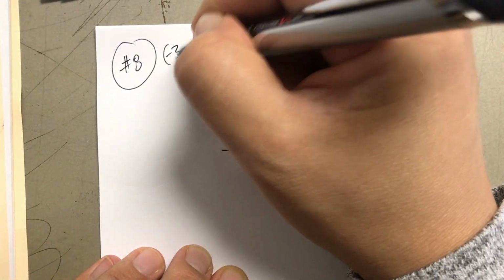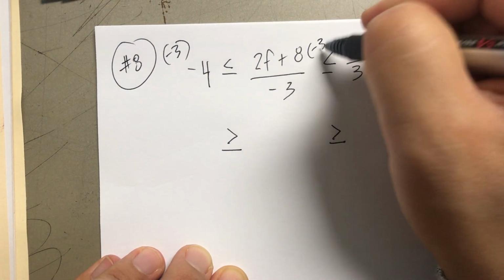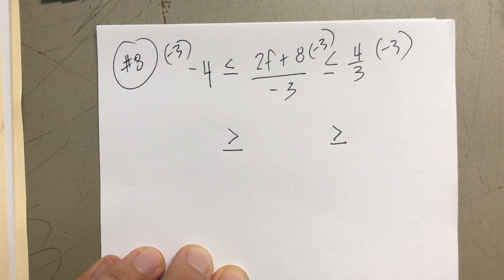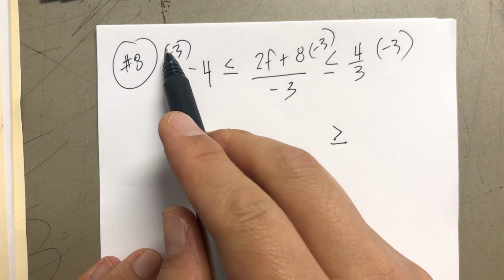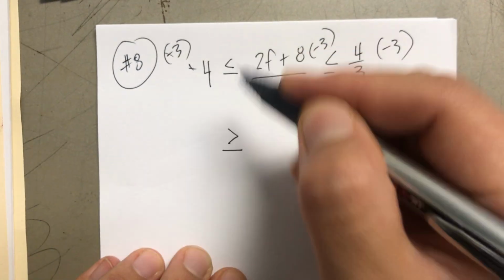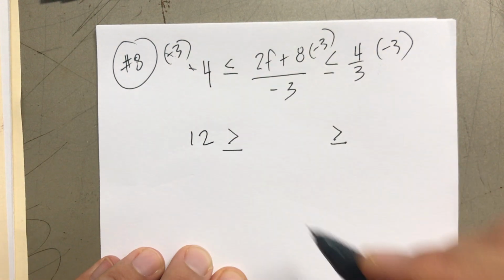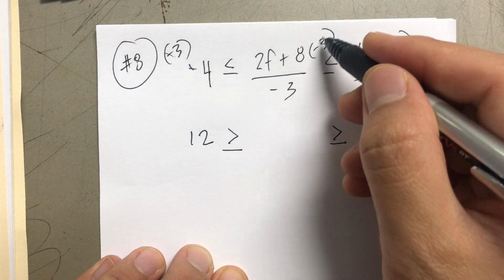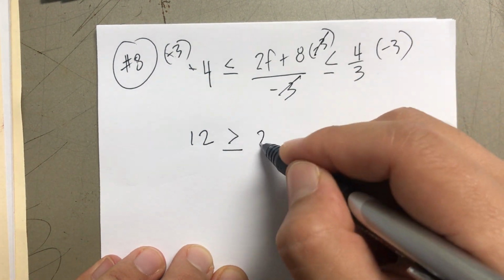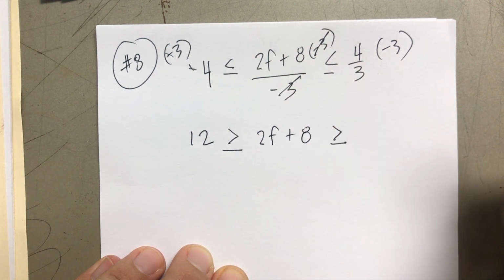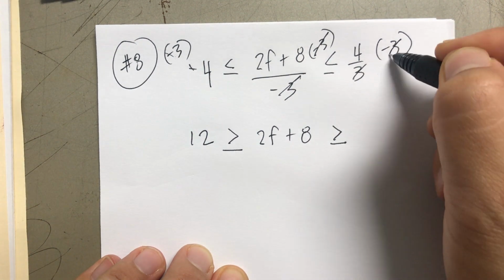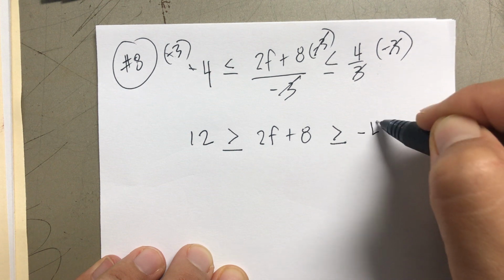So I'm going to multiply this by -3. I'm going to multiply this by -3. And I'm going to multiply this by -3. When I do this, the negative and the negative cancel out, and that's going to be 12. Okay, that's going to cancel out with the bottom one, so this is just going to be regular 2f plus 8. And then right over here, that and that's going to cancel out, but it's going to leave me a negative 4 right here.